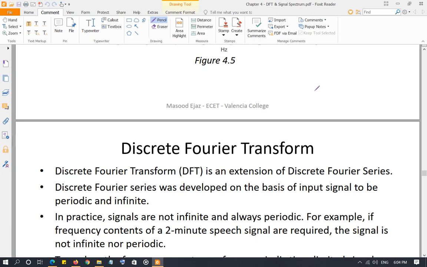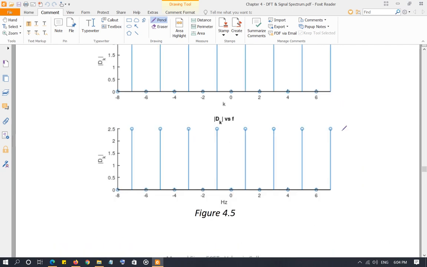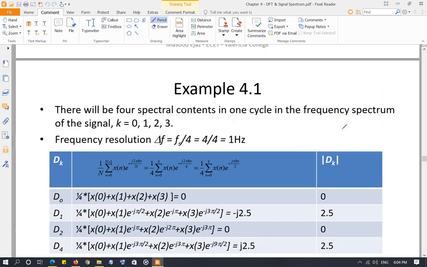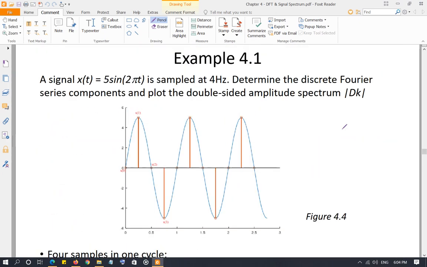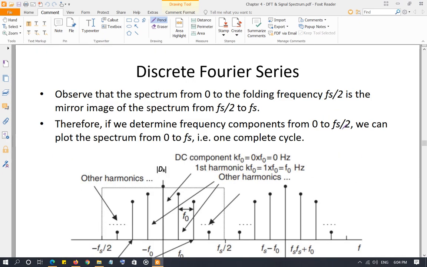So practically, we grab some time limited signal to observe the frequency content of that signal. Remember, this time limited signal is not a periodic signal. So how do we apply discrete Fourier series here? That's when the discrete Fourier transform comes into act. We're going to discuss the discrete Fourier transform, but before we do that, I have not discussed example 4.1 with you, which is based on discrete Fourier series.